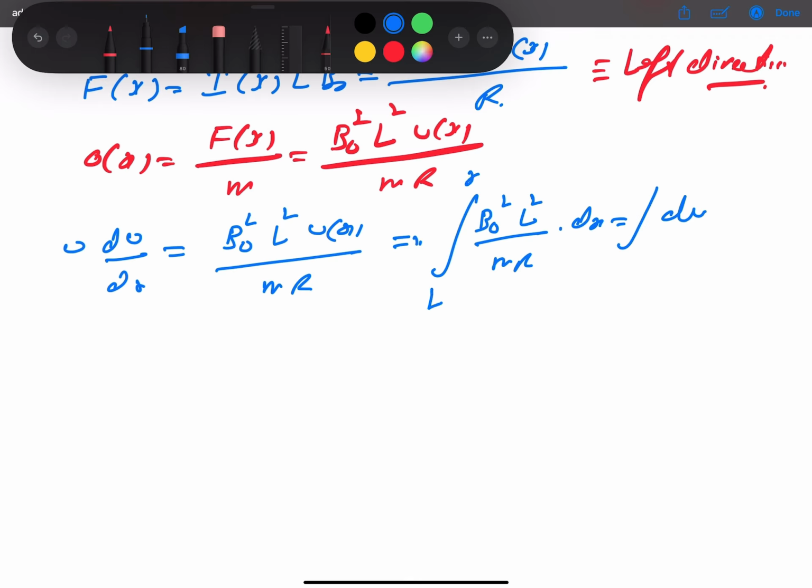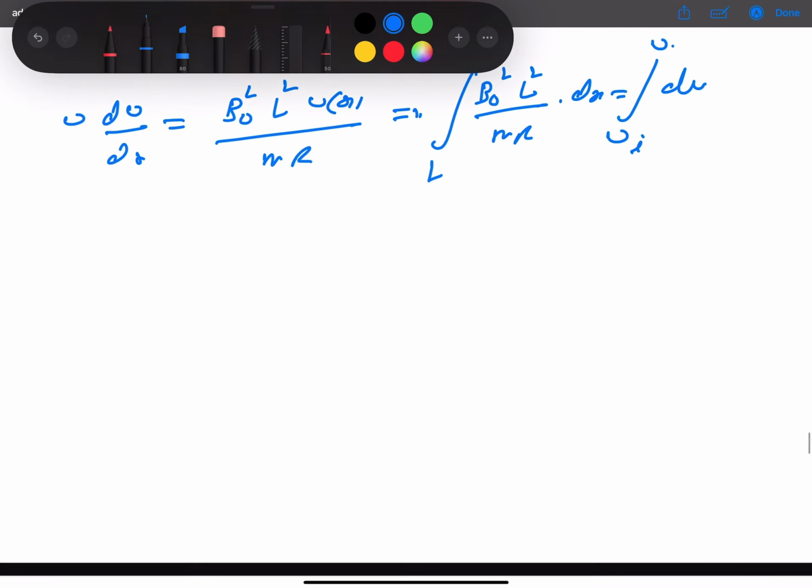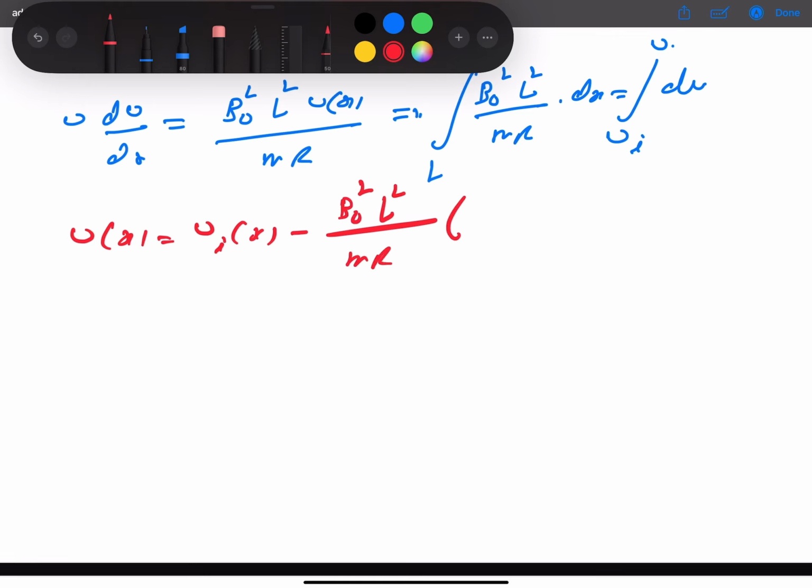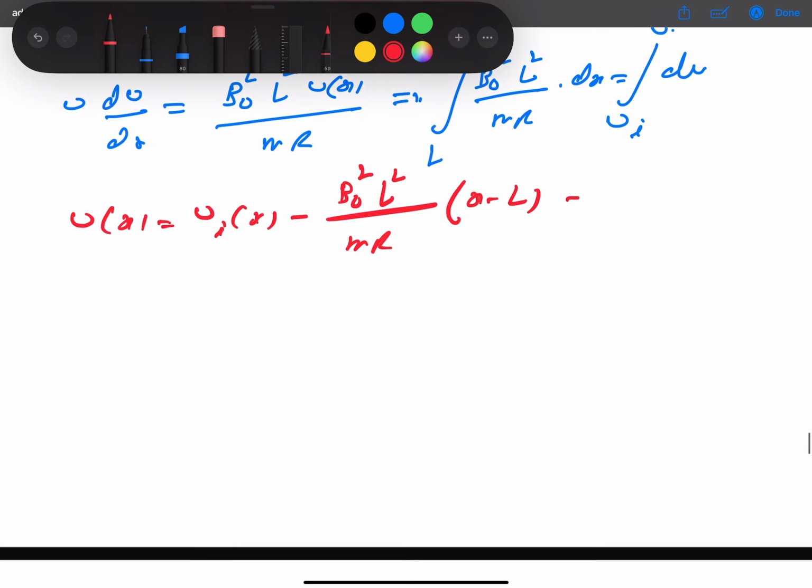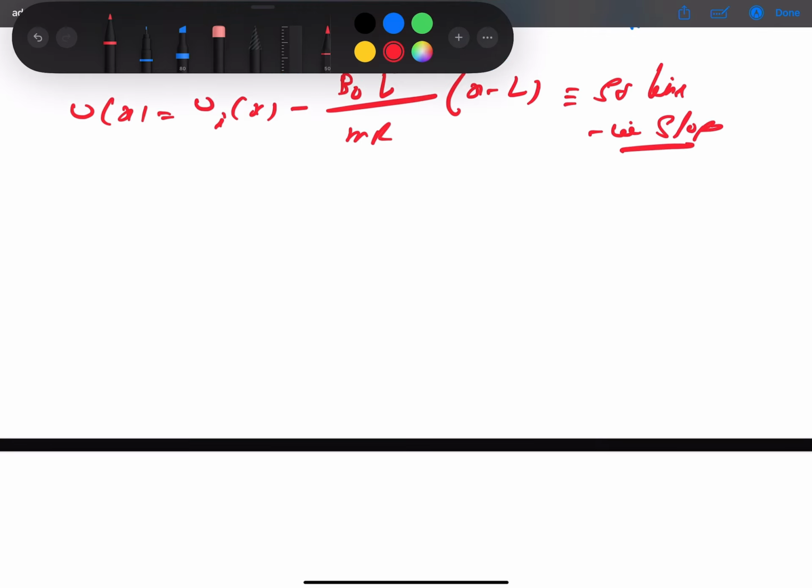It goes from L to X, and it goes from our Vi to V. Therefore, we can write that this V of X will be equal to Vi of X minus B naught square L square upon mR times X minus L. So this is basically nothing but a straight line equation with negative slope. Straight line, negative slope.